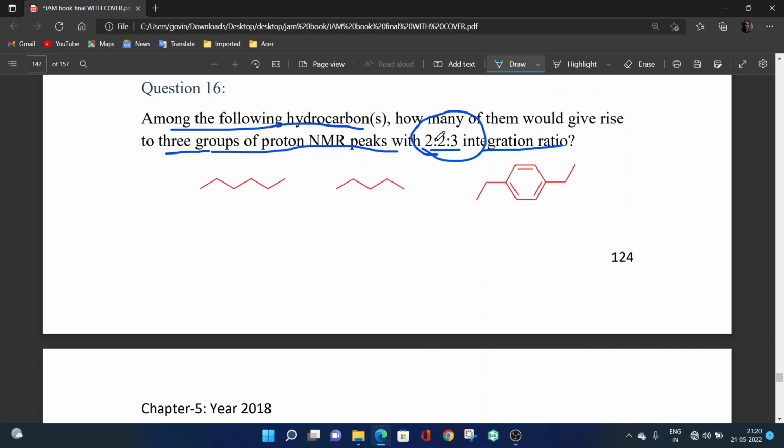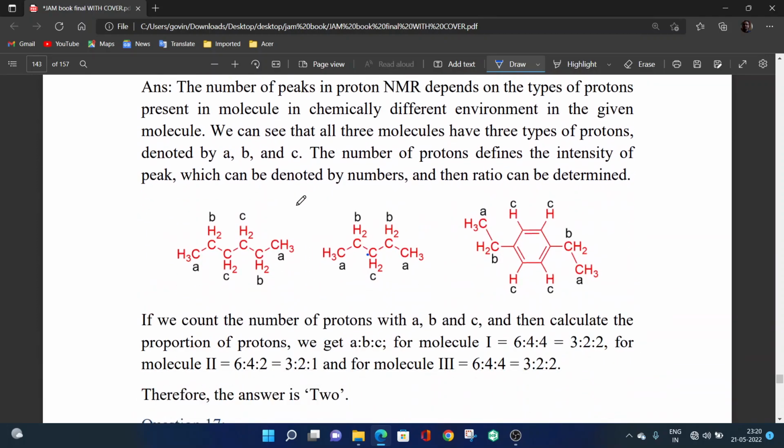So the integration shows the number of similar, identical protons. And because it's in ratio, numbers can vary, but the ratio will give a certain idea. So let's look at the questions. So the first molecule is methane, ethane, propane, butane, pentane, hexane, right? So let's solve here. So hexane is there.